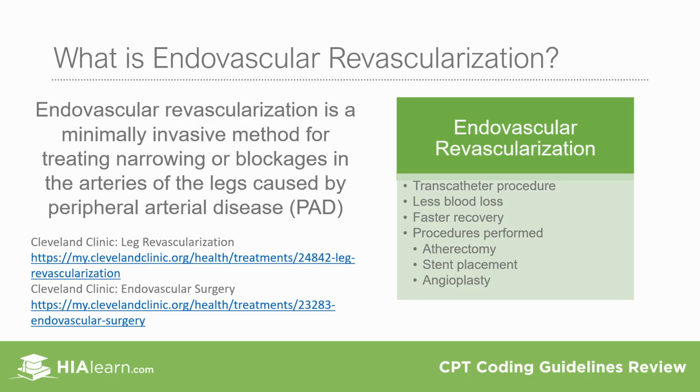Revascularization is the use of procedures to improve the flow of blood to an area where flow has been limited by narrowing or blockage of vessels. Three types of procedures are used to revascularize or improve blood flow to the legs. These include atherectomy, stent placement, and/or angioplasty. These procedures may be performed alone or in combination with one another. If you'd like more detailed information about leg revascularization or endovascular surgical procedures, the references shown here are a good option for an expanded overview of these procedures.